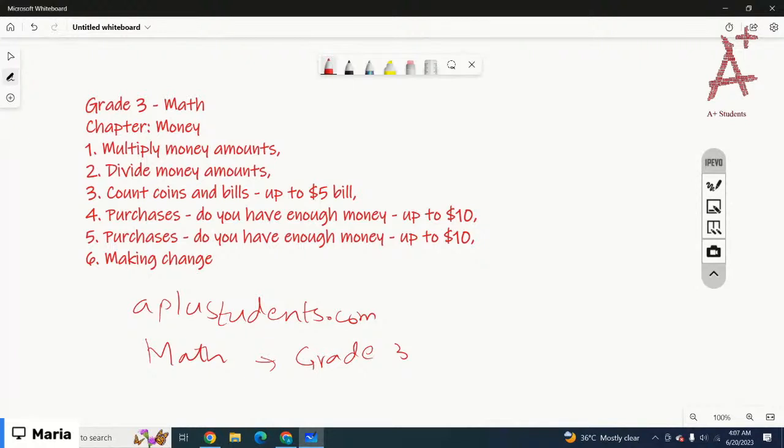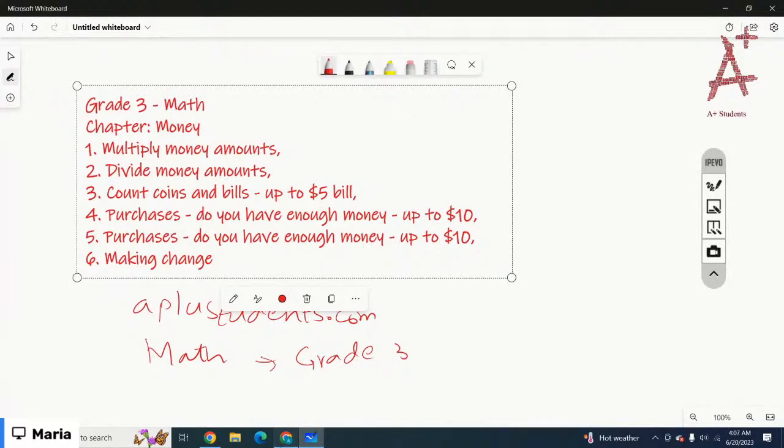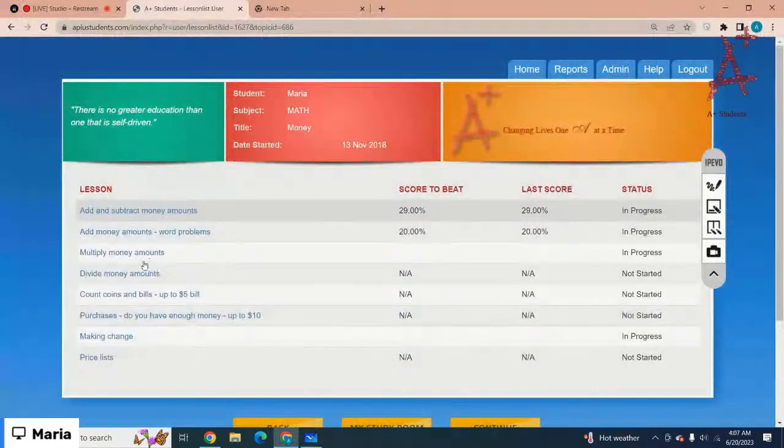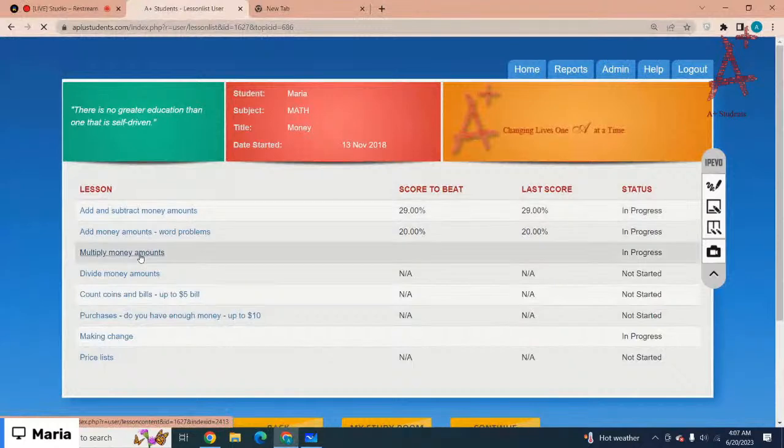So we're going to start with the chapter money, and the lessons we're going to cover today are multiply money amounts, divide money amounts, count coins and bills up to $5. Purchases, do you have enough money up to $10? Then again, purchases, do you have enough money up to $10? And making change. So let's just start with the first lesson. Okay, let's start with the first one, that is multiply money amounts.